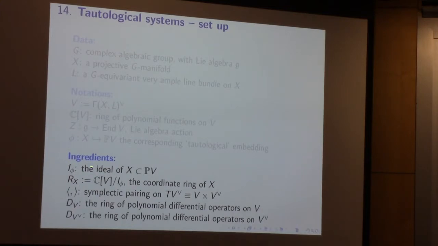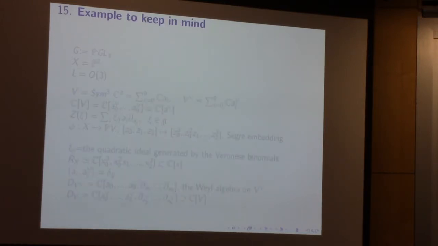First, a defining ideal for the image of the embedding X. So call the defining ideal I, and I write down the coordinate ring, call it Rx. And there's a canonical symplectic pairing between V and its dual. And I have two rings of polynomial differential operators, which I call DV and DV check. So DV is the ring of polynomial differential operators on V, and likewise for V check. Okay, so this will be the main ingredient I'm going to use to cook up a class of differential systems.